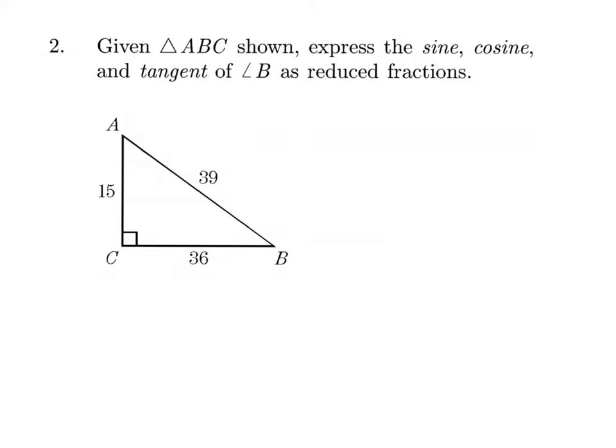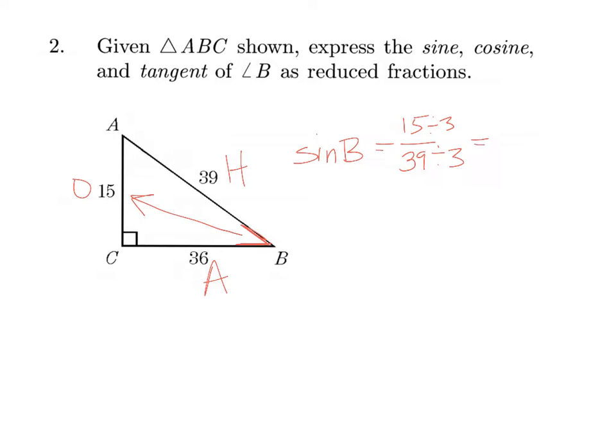All right, given ABC shown, express the sine, cosine, and tangent of angle B as reduced fractions. Here's angle B. Relative to angle B, this is the opposite, this is the adjacent, this is the hypotenuse. So sine of B is equal to opposite, which is 15, over hypotenuse, which is 39. You could divide both of these by 3. So we have 5 over 13.